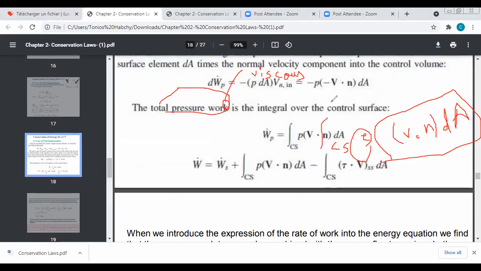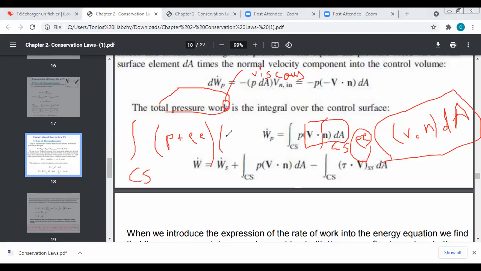Since we have a common term between both, we'll take this term into factor, and then we will end up with rho times E here, and P here. So if we take into factor V dot N dA, we'll have the integral over the control surface. Since we have minus W dot P as the following term, taking it to the other side, we'll have the integral over the control surface of P plus rho E times V dot N dA.